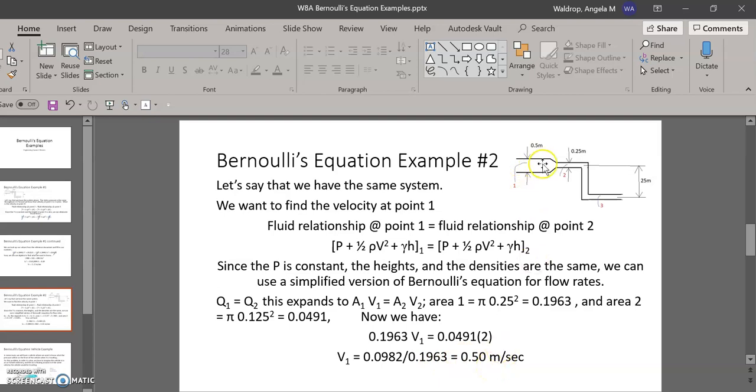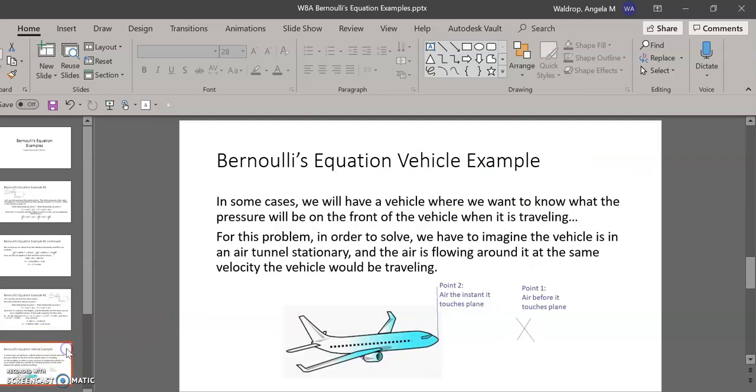So you can see that it greatly increases from a half a meter per second to 2 meters per second. Okay? Now that concludes the examples for that. I do want to also talk about a vehicle example. In some cases, we're going to have to do a problem with a vehicle where we want to know what the pressure will be on the front of the vehicle when it's traveling.